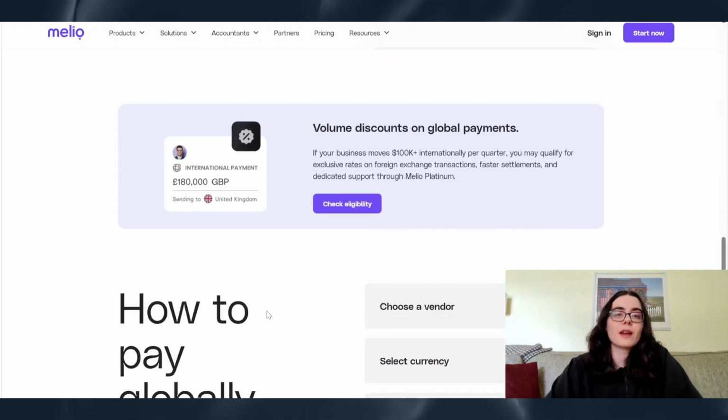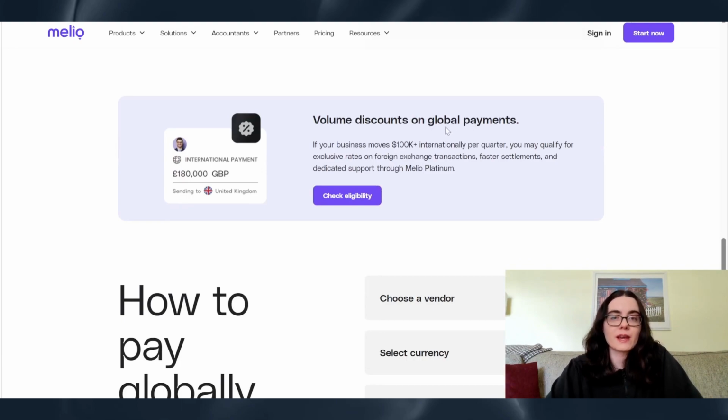The one good thing I want to point out is that they do have volume discounts on global payments. So if you make a lot of international payments, it says specifically over 100,000 internationally per quarter could qualify for preferred rates, faster settlements, and better support that way. So that is another benefit here.